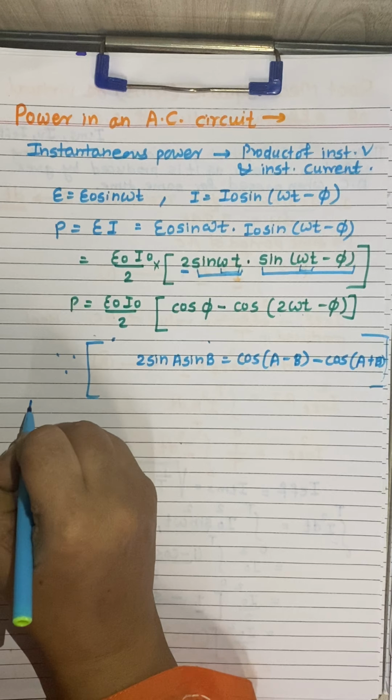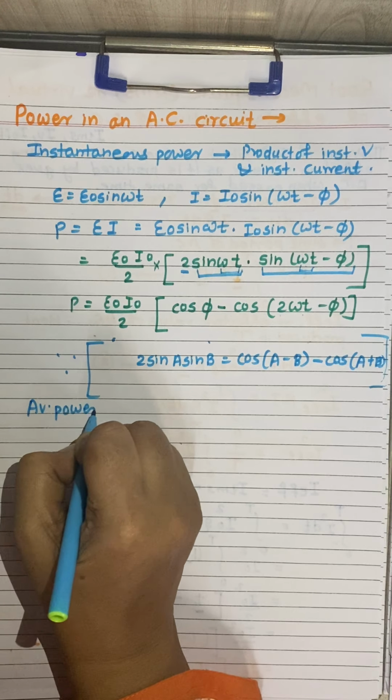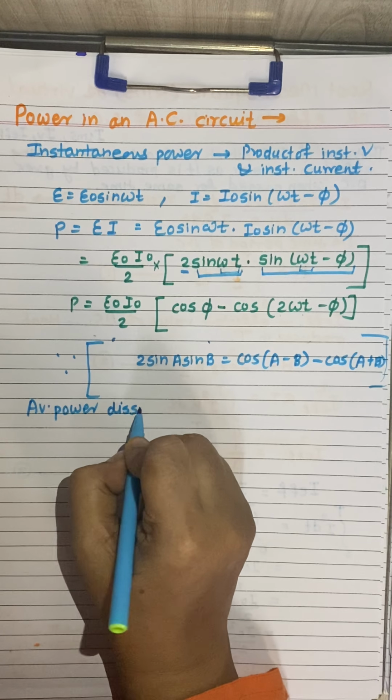So now I want to find out the average power dissipated per cycle.